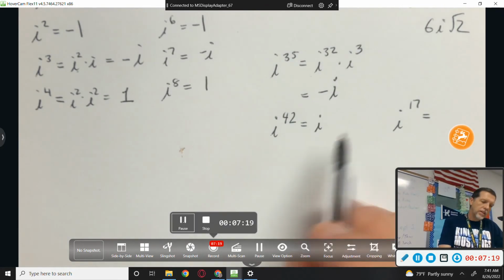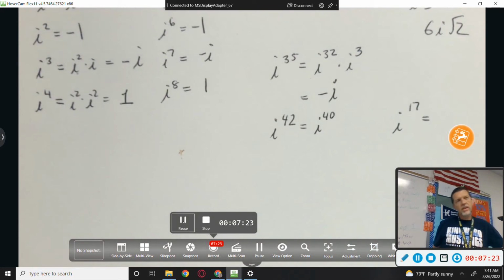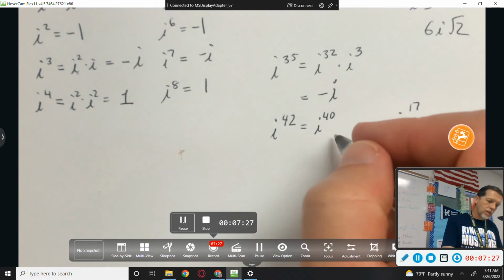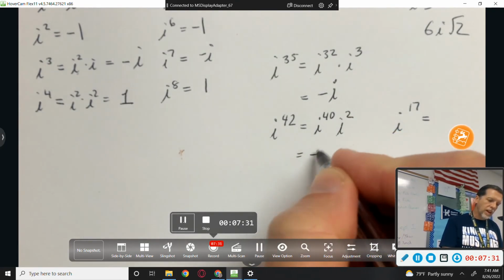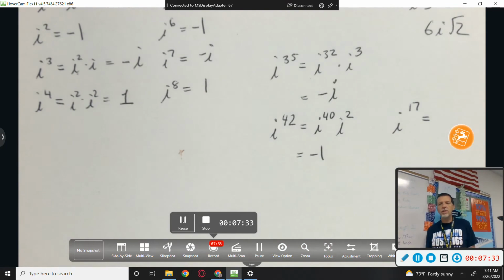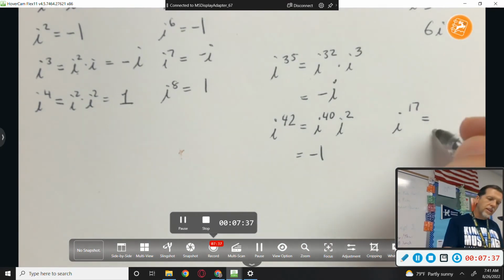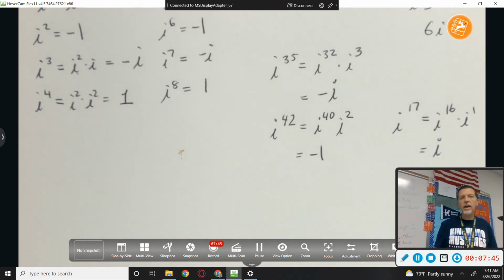So i to the 42nd. 40 would be the biggest multiple of 4 before we get to 42. So that's 1. i squared is negative 1. So my answer is negative 1. i to the 17th, the biggest power that's a multiple of 4 is 16. So 1 times i is just i.